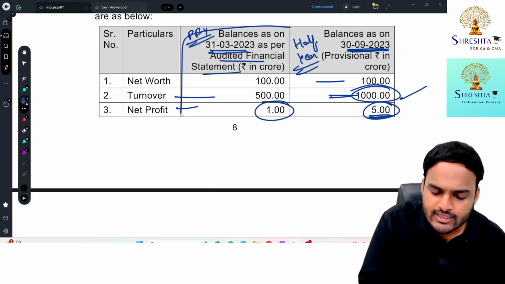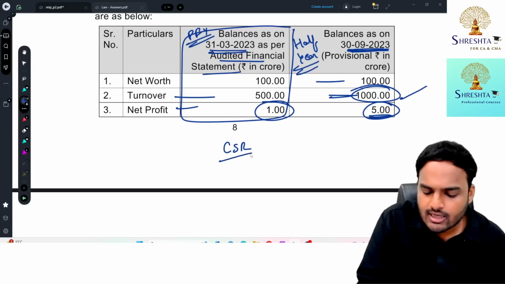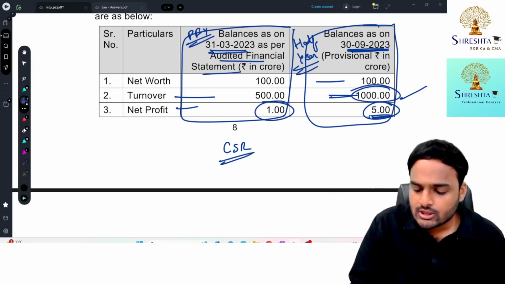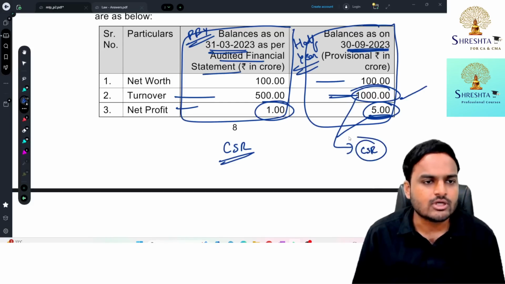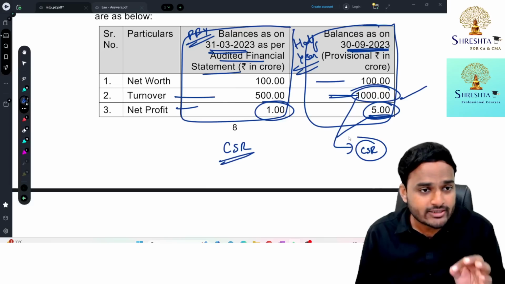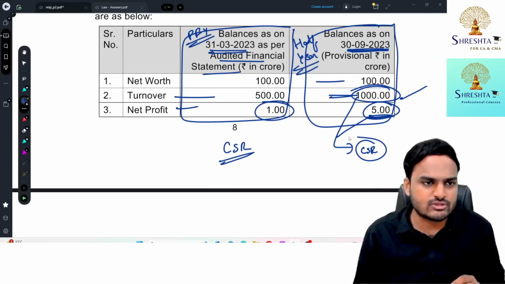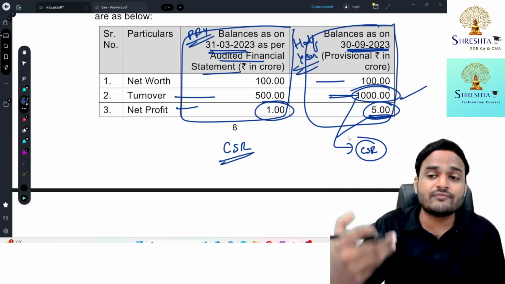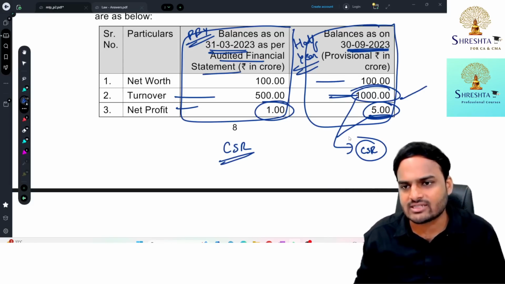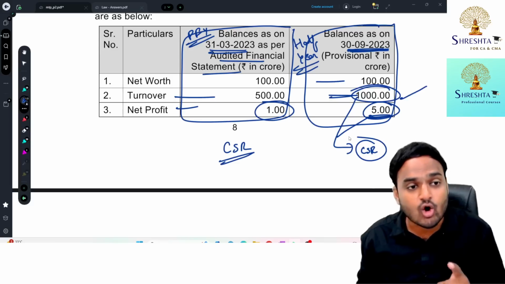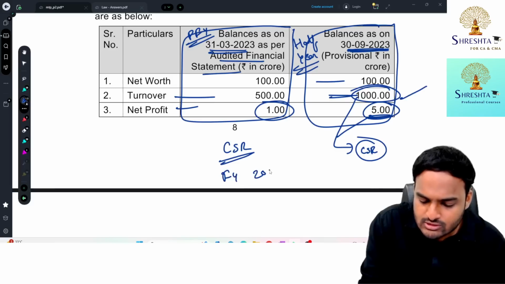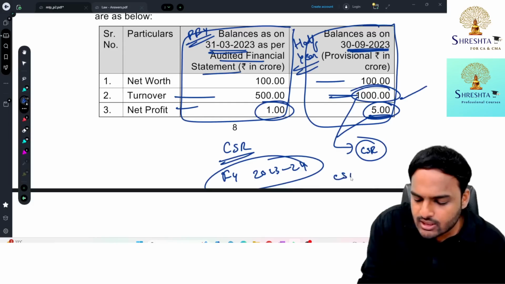Now if you check these figures, they are within the limits of CSR applicability norms. These amounts satisfy the conditions of CSR applicability norms. Now the point is, for applying CSR provisions, which time period figures do we have to consider? Preceding financial year figures or current financial year figures? The answer is preceding financial year audited financial statement figures. Accordingly, for financial year 2023-24, CSR is not applicable.